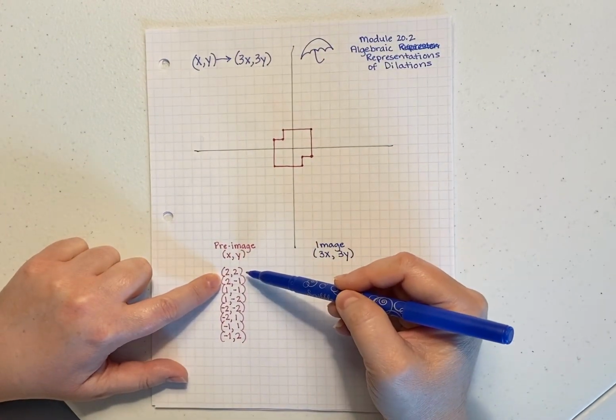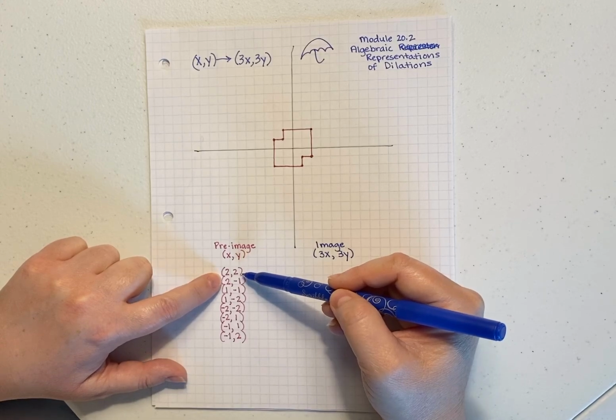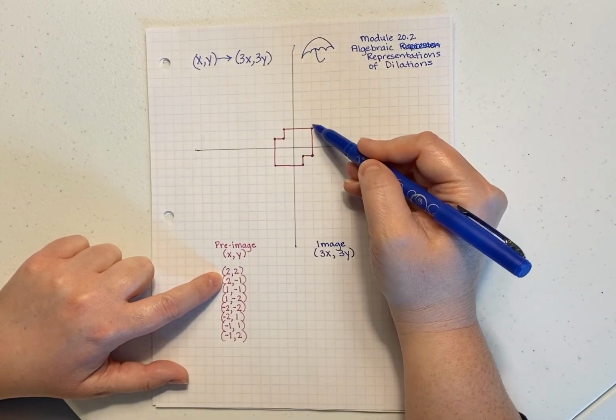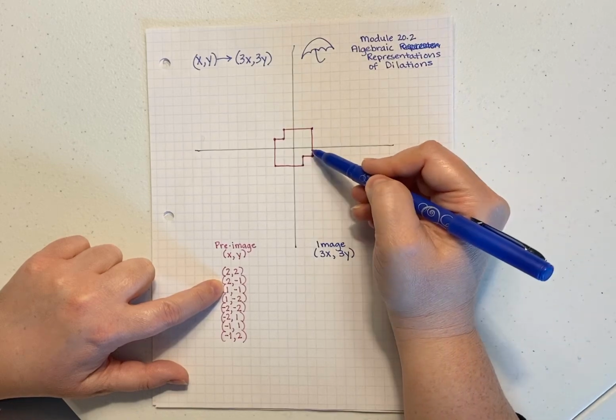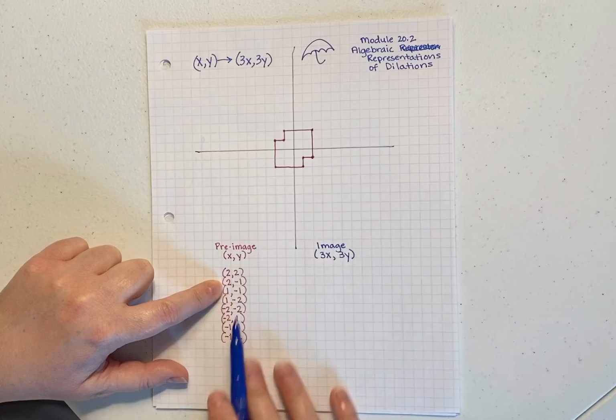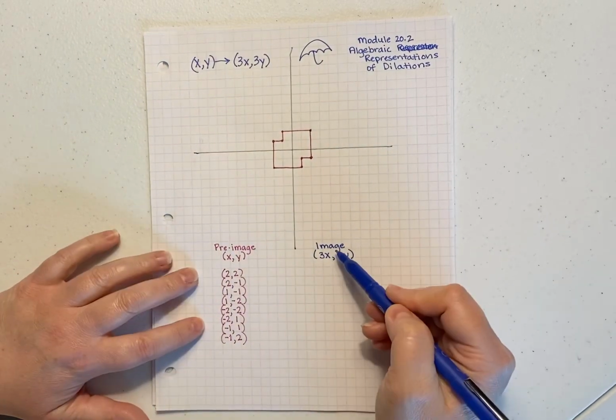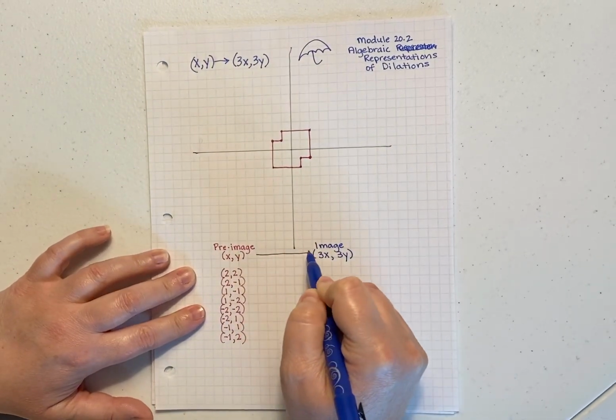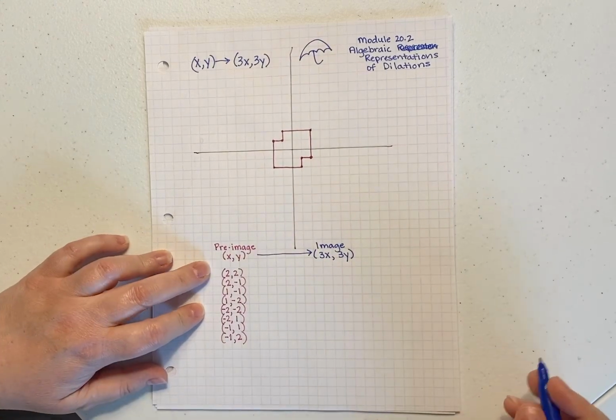So if we just apply this rule, for sake of time, I ended up just writing down all of the coordinates for these already. You can see in our pre-image, this guy is (2, 2), and then (2, -1) is right here. So I just wrote that down really quick to save us some time. And we're going to apply this rule. So our (x, y) is going to become (3x, 3y).